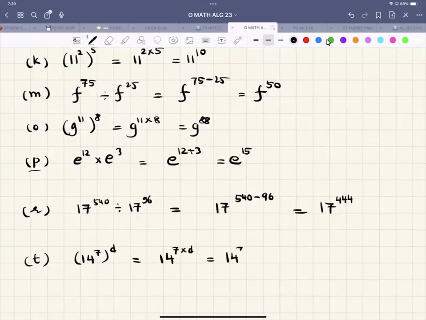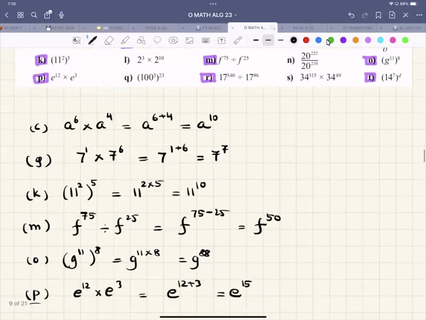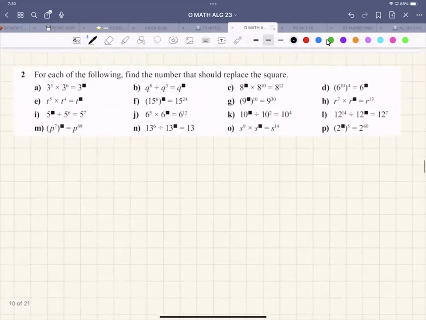That is 14 raised to power of 70. So these are some basic worked examples that I've done for you. Something like this, the kind of reverse process. For each of the following, find the numbers that should replace the square. Now, let me try out A. Let me try out B. Let me try out D. And then P over here, and then N over here, and M over here.